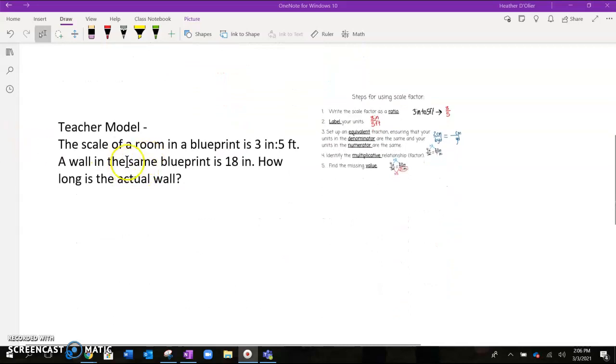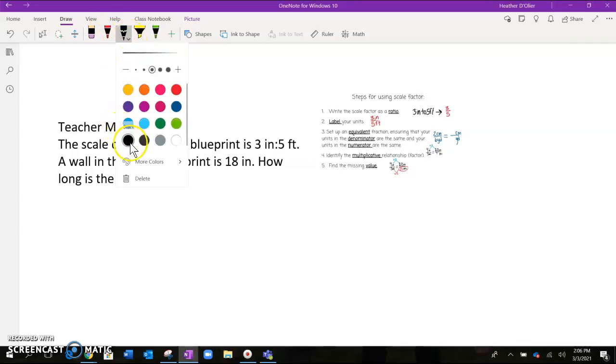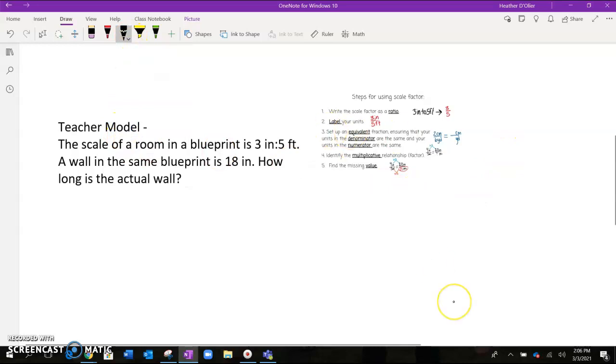All right, it says the scale of a room in a blueprint is 3 inches to 5 feet. That's that scale factor. A wall in the same blueprint is 18 inches. How long is the actual wall? All right, well, I need to write this scale factor, and I'm going to underline it. That's my scale factor. I need to write it as a ratio, just like it says over there. So I'm doing 3/5, and I like to make sure to write inches and feet with it as I do that.